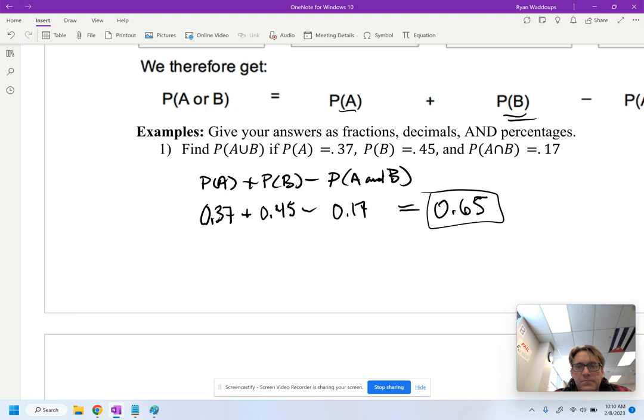And you can convert that to a fraction, 65 hundredths, and then simplify it. That simplifies to 13/20. And then as a percentage, that would be 65%.